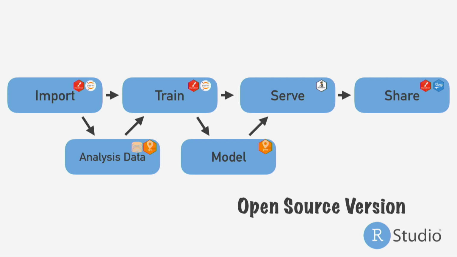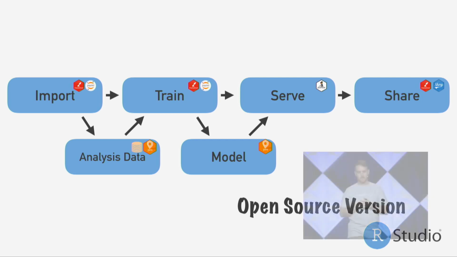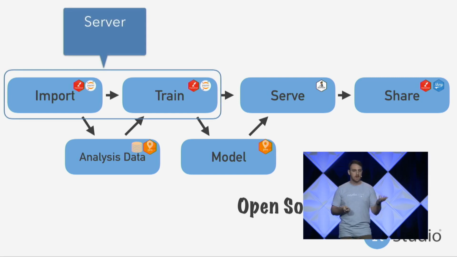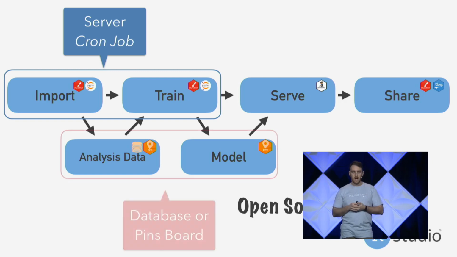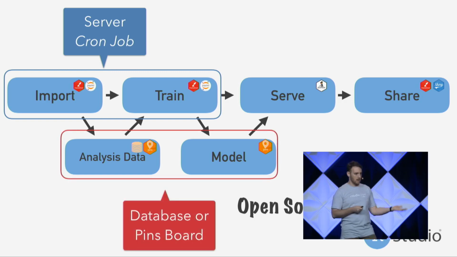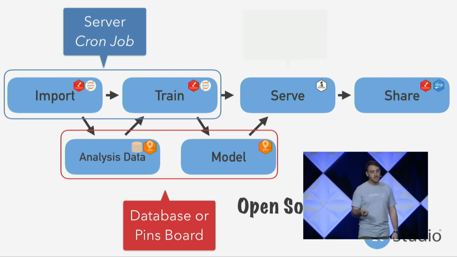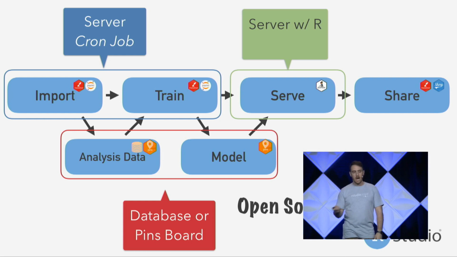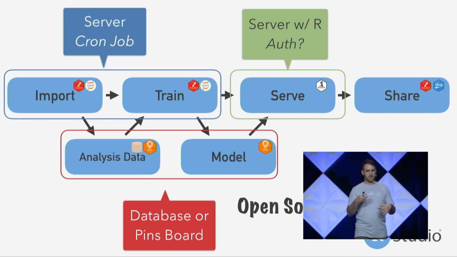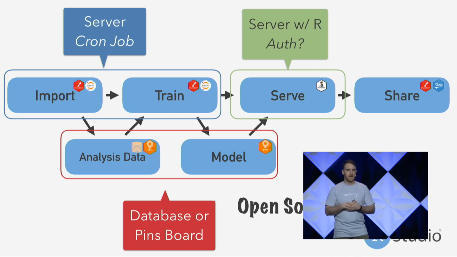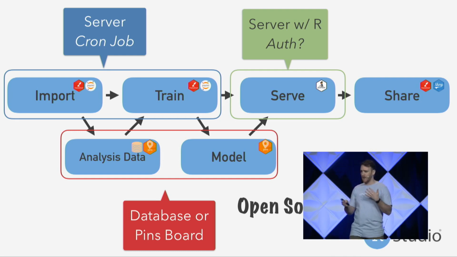You can do this in an open source way if that's what you're more comfortable doing. For this important training step, put it on a server. Any server that has R works. You can use a cron job if you want to schedule it. For your analysis data and your model, you can use a database, or a pins board. I showed there are a whole bunch of options. For serving the model, any server with R can work. You do have to be delicate with how auth works. You can do that with networking rules, you could put a proxy in front of it, or route it through a Lambda gateway to take care of API keys. You have lots of options, but you're going to want to do something to secure this API.